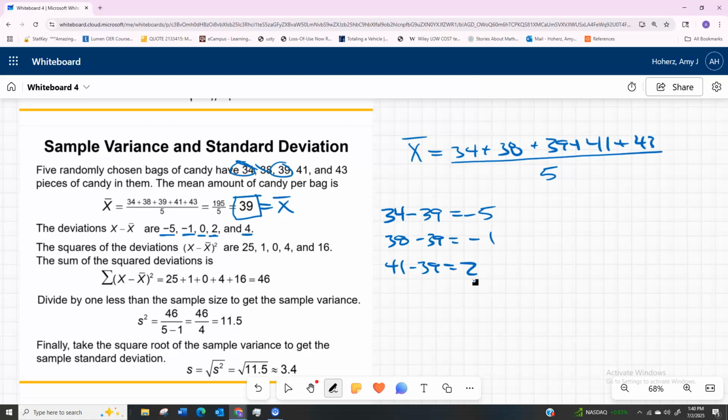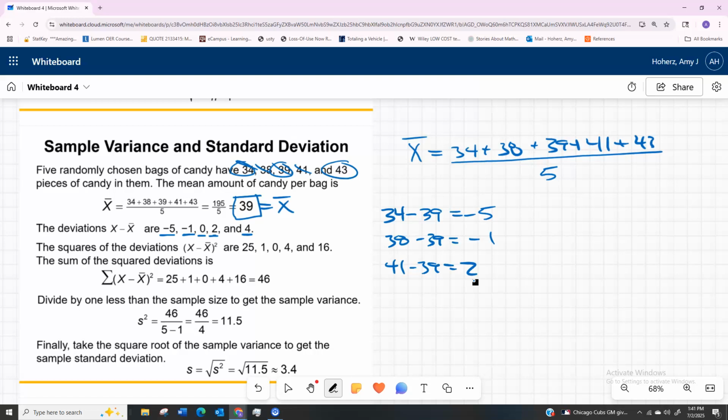So the person that got the 43, they had a bag of candy that was 4 pieces of candy above the average. So 4. And again, remember, if I add these up, I'm just going to get 0. So that's not going to be much help. -5 plus -1 plus 0 plus 2 plus 4. There's -6 below the 0 and there's +6 above the 0. It would just add up to 0. So that's not going to be helpful.